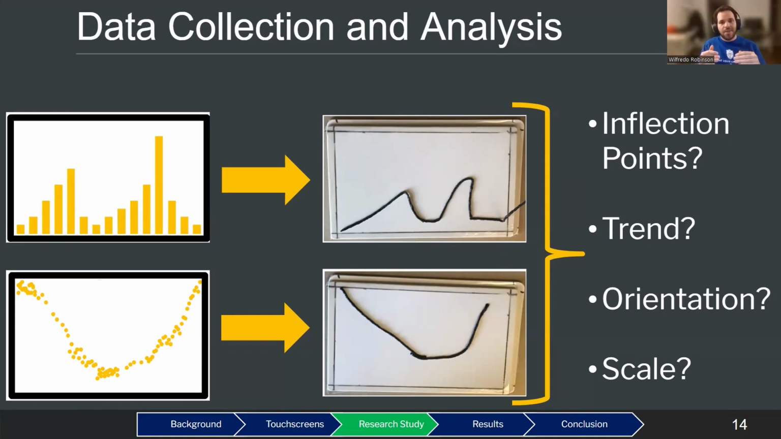Number two, did the recreation include all of the modes of the histogram and their correct location on the screen? For the scatter plots, both sides of the curve and where it properly connected. Number three, what is the orientation of the recreation with respect to the original graph on the touchscreen? And number four, the size of the recreation versus the size of the original graph on the touchscreen. All of these were rated from 0 to 4, with 4 being the best score.